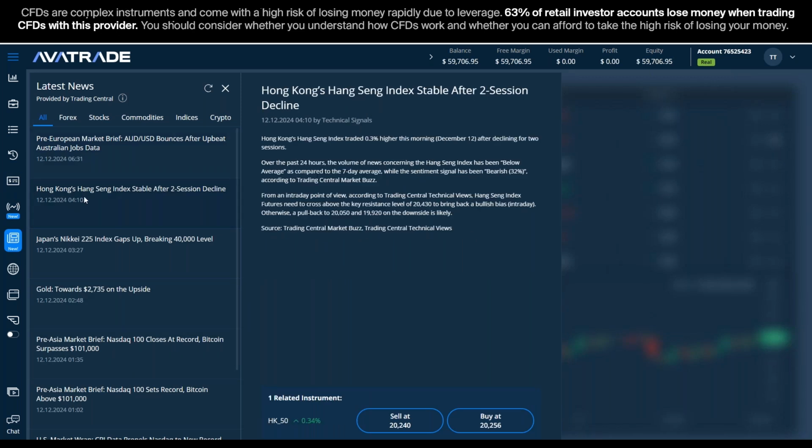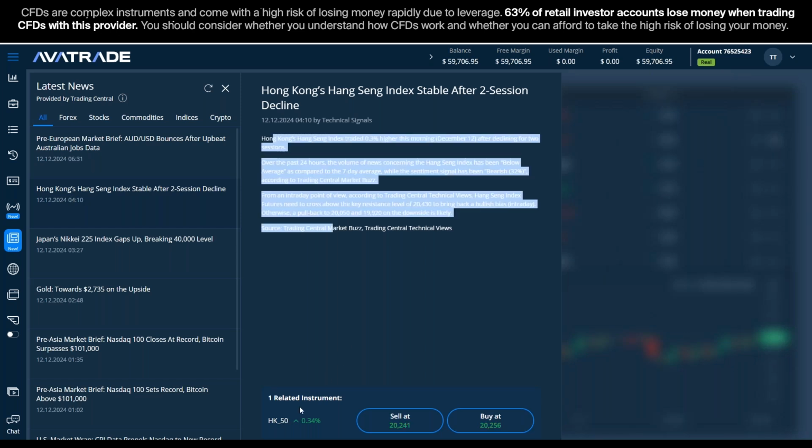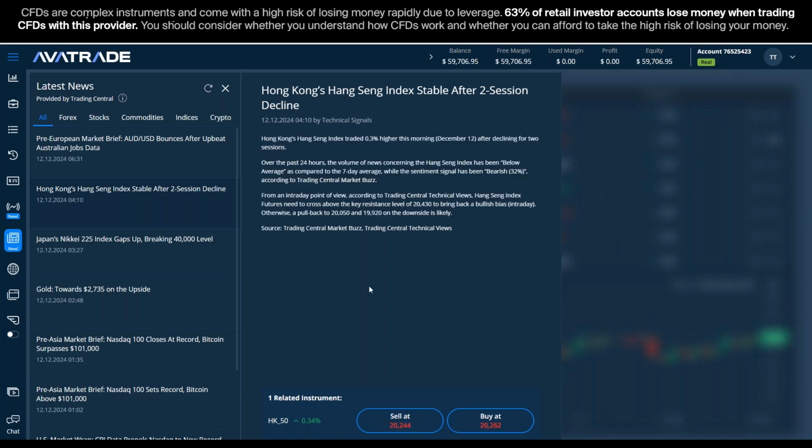Hong Kong's Hang Seng index stable after 2-session decline. You can read about that and see, obviously it makes sense, the Hong Kong 50 might be of interest to you with that news. And so quick summaries that can give you quick news briefs for fundamental news.